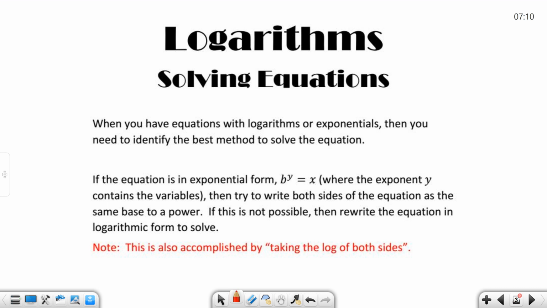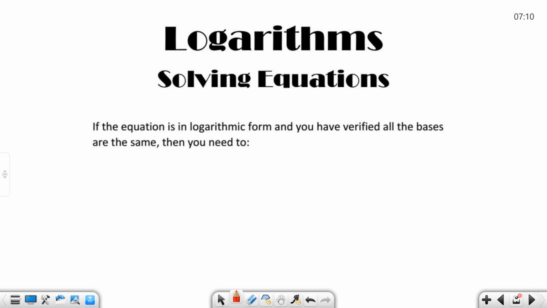That's actually in the book I currently teach out of, and I've seen it in other books, and many teachers do that. But since I already teach you how to rewrite these things, I choose to solve these problems in a way I've already taught you, as opposed to introducing something new of taking the log of both sides.